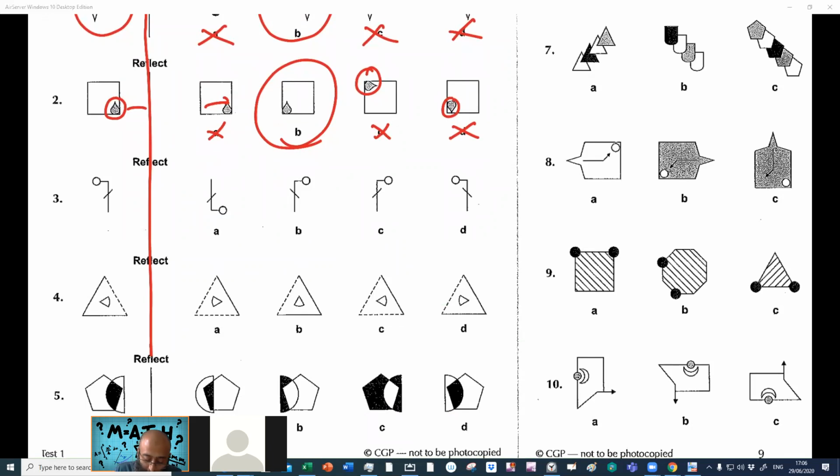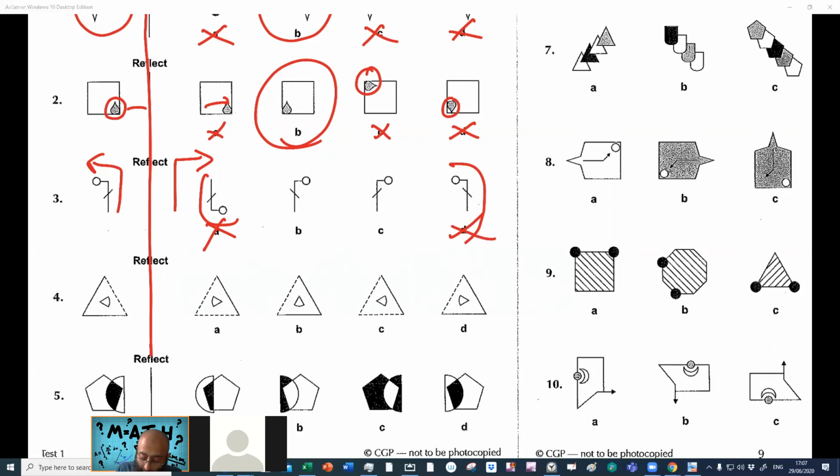Question number 3 now. When you reflect this shape, the shape is going this way, so in the answer it'll be going that way. So it won't be going underneath, that's completely wrong. And it won't be going the same way, that's wrong. So it's going to be B or C.